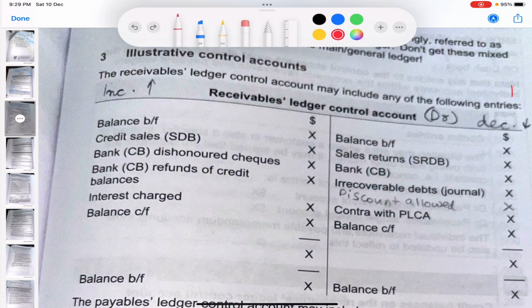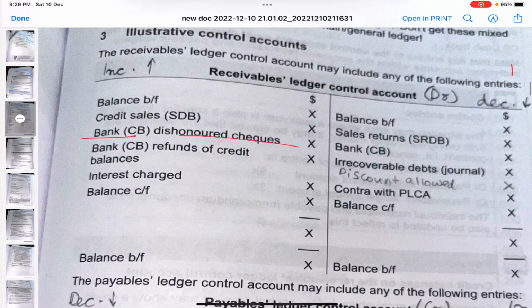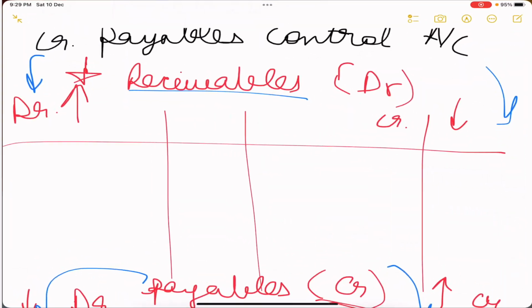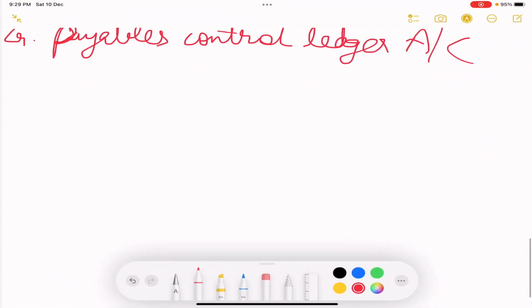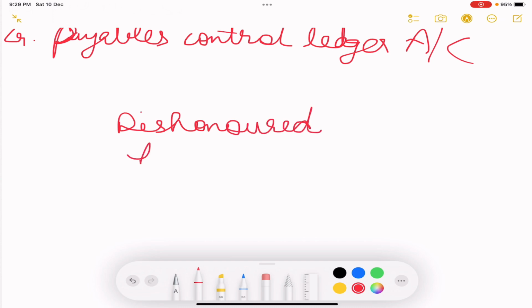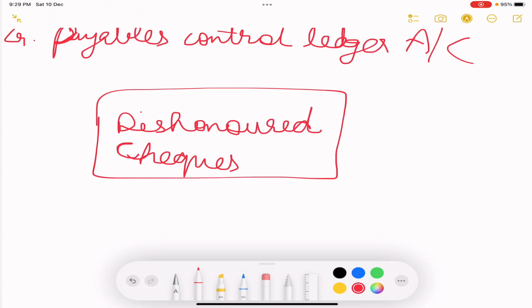Okay. Next we have bank dishonored checks. What do you understand by dishonored checks? Okay, let's first discuss that. What do you understand by dishonored checks? Okay. So when we are talking about dishonored checks, what does that mean?